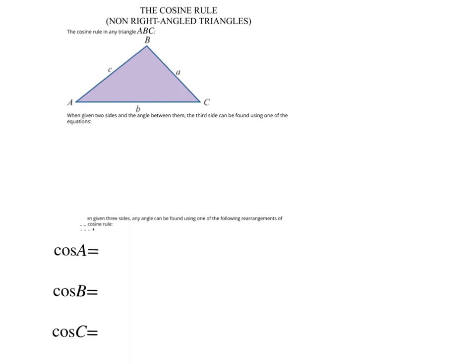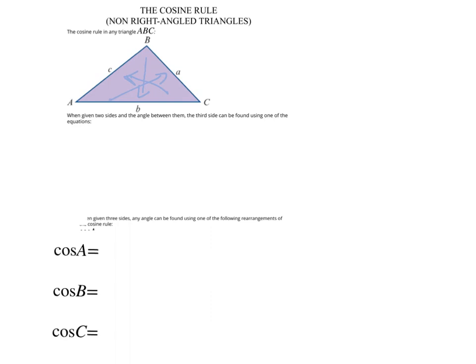So if you're looking at that triangle in front of you, where the angles are A, B and C, all in capital letters, again, side B is across from angle B. Side C is across from angle C. Side A is across from angle A.